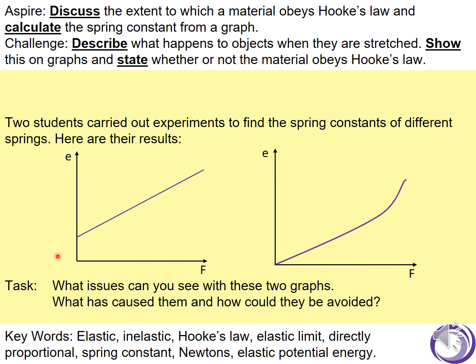And then when you've thought about that one for a moment, something strange is happening here. We have a linear straight line going through the origin, and then all of a sudden it starts to curve and change shape. The question that we are asking is what issues you can see with the graph, and to see if you can work out what caused them and how they could be avoided. I'm going to run through those with you in a moment, so just have a think.